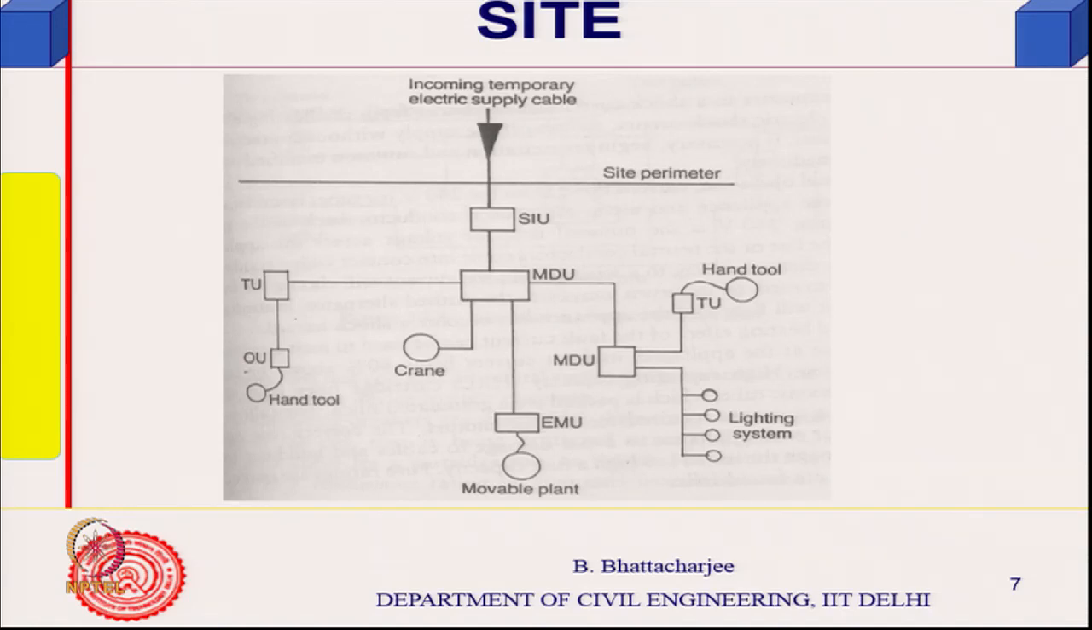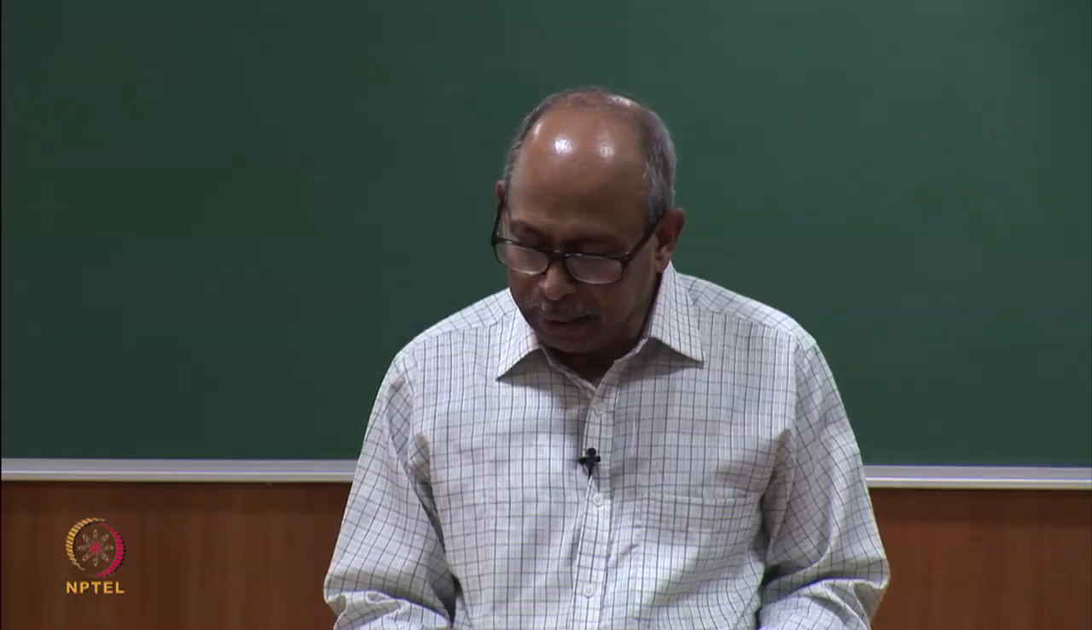In a construction site, normally there will be a main distribution, this is the substation, then from there the main distribution unit, there will be some crane or similar sort of thing, there will be some movable plant, and electromechanical units, a lot of them, and then hand tool service, lighting system, etc. Then some distribution unit for this, and this might be going to the hand tool sections and so on. So, on the site it is also similar, but you will have a lot of mobile equipment, mechanical cranes and so on. But the basic principle is similar.